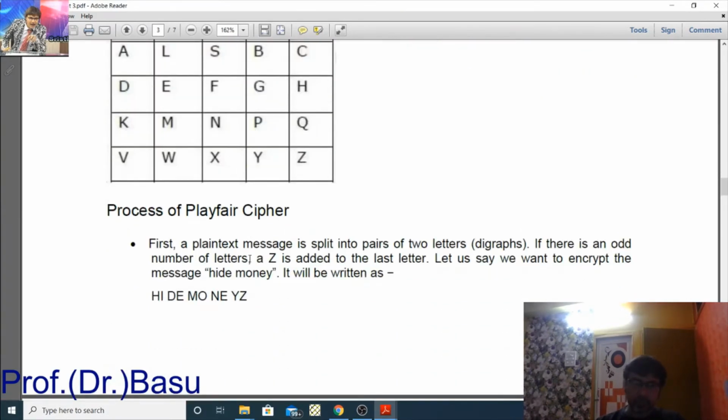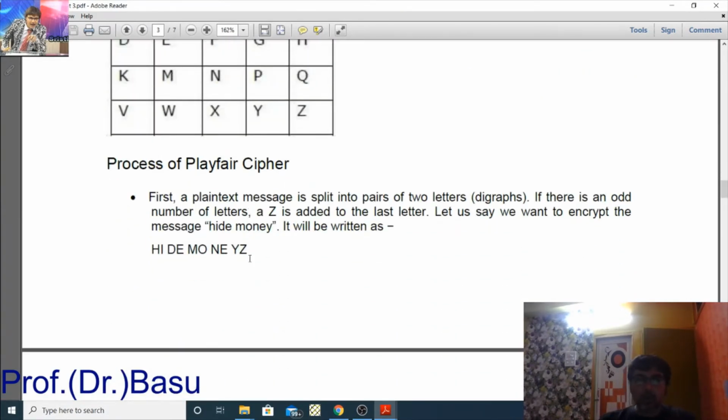Now the question, how to encrypt a plain text. I think all of you are concentrating. Yeah, so many of you are already online. Okay, so concentrate.